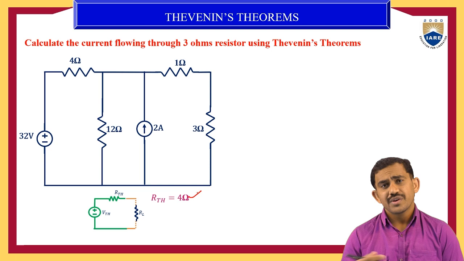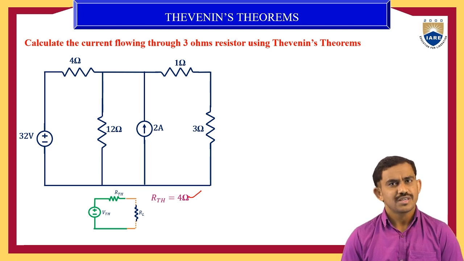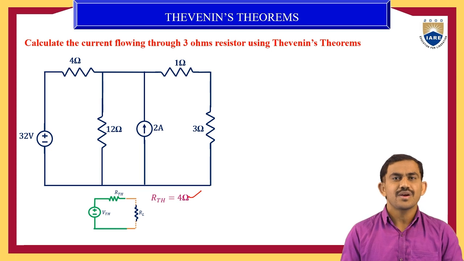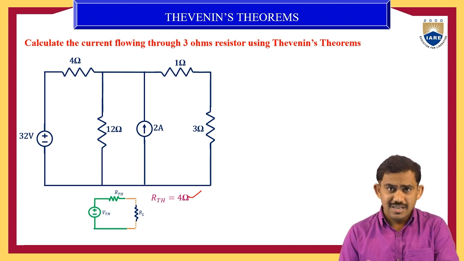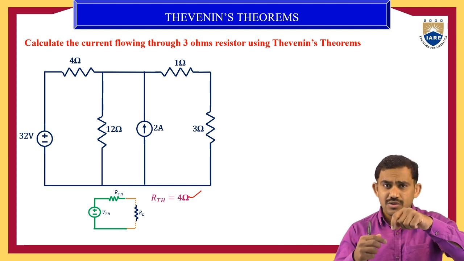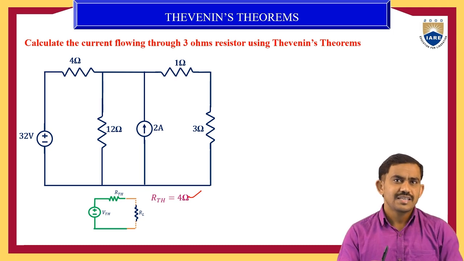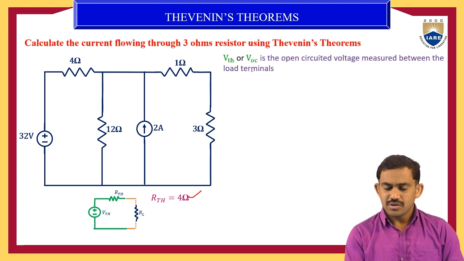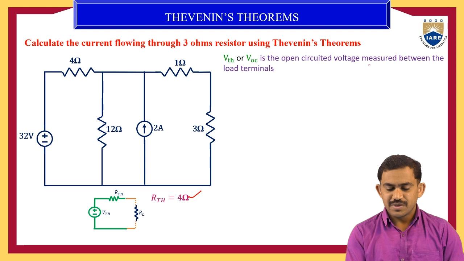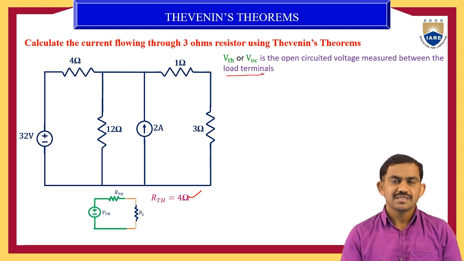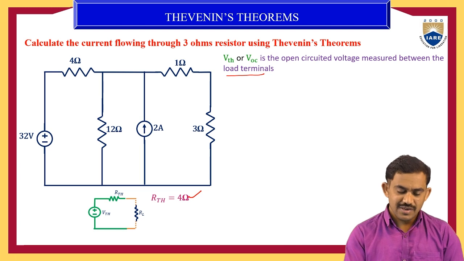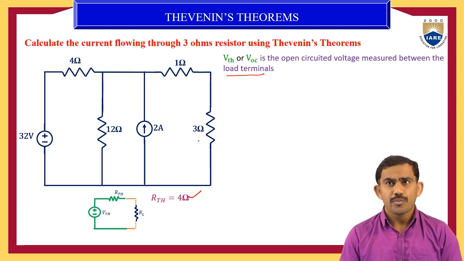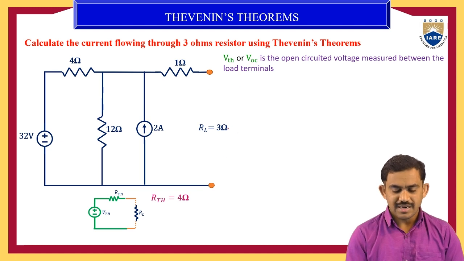Now I need to find the VTH, or VOC value, the open circuit voltage. For open circuit, do we have any rules? Yes. Open the load terminal. Across the load terminal, if you open the load terminal, it means open circuit voltage, so at the load terminal I need to find the VTH or VOC value. So this is your small rule: just open the circuit and measure the voltage between the load terminals. So I am opening the 3 ohms, this is your RL. It is now opened. Here I need to find the VTH value.